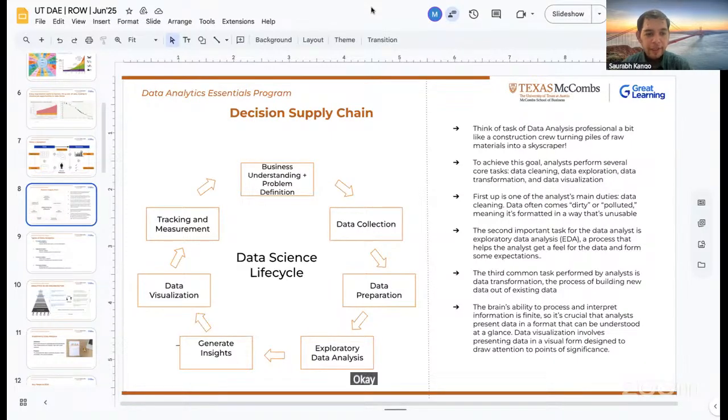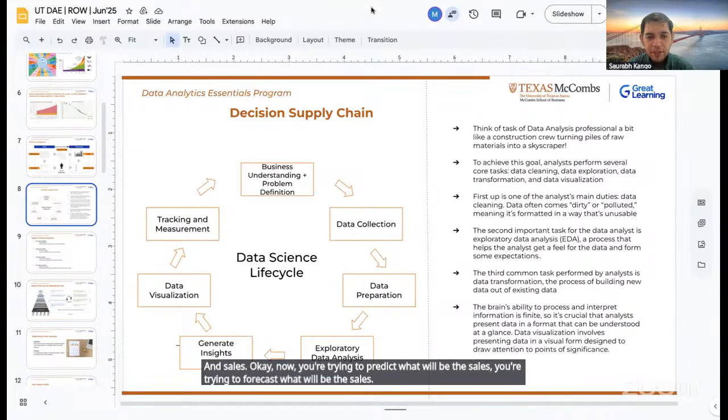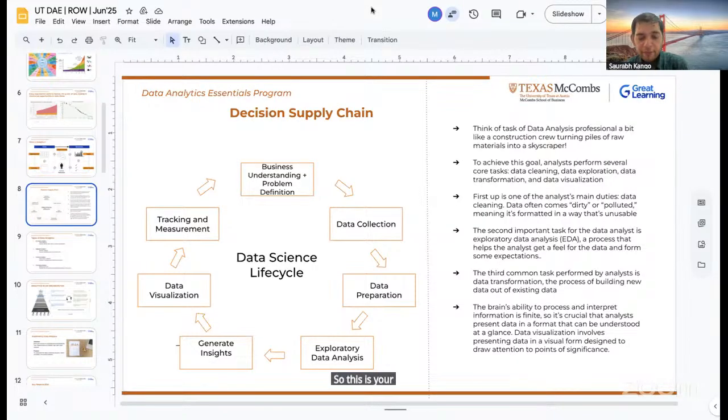Okay, let's take this data. The data is of orders, genders, age category, and sales. Now you're trying to predict what will be the sales. You're trying to forecast what will be the sales. So this is your predictive variable, also known as the output variable. And all of this, gender and age category, are your input variables.